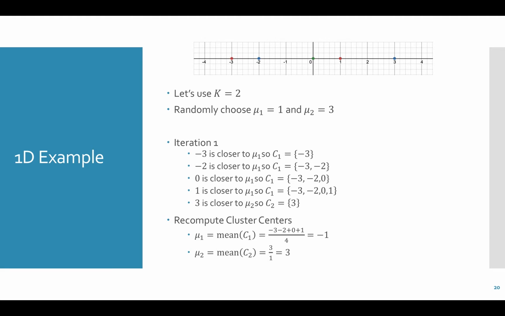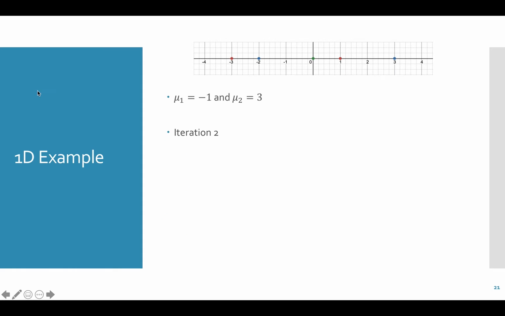Similarly, mu2 is the sum of all the points in cluster 2 divided by the number of points in cluster 2, which is just the point 3. So we take the point 3, divide it by 1, and we get 3. So our cluster centers are now -1 and 3. We started off with 1 and 3, and now we have -1 and 3. So now we move on to the second iteration.